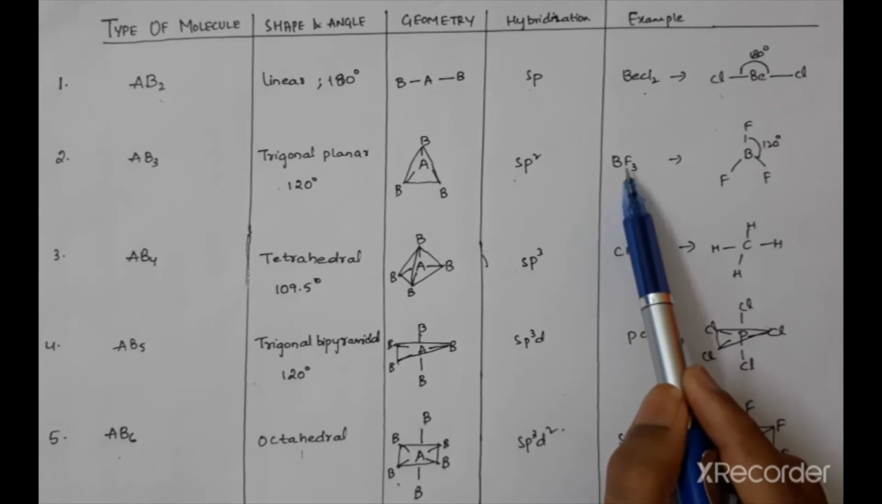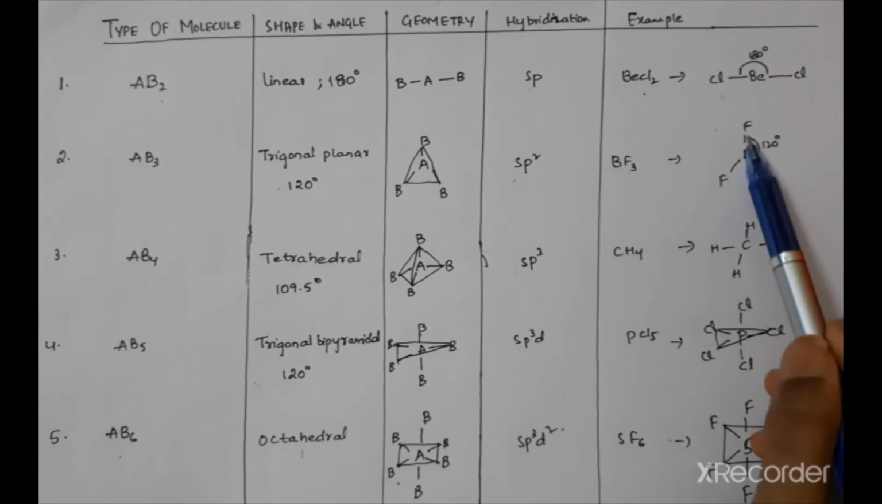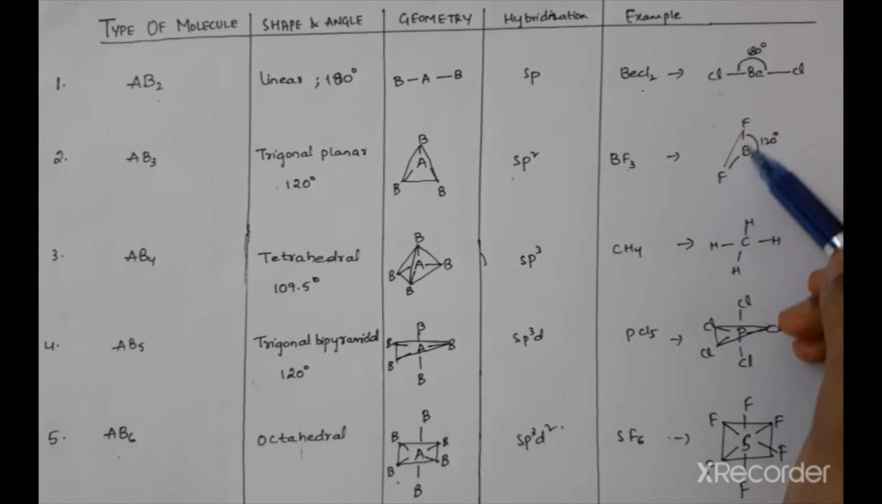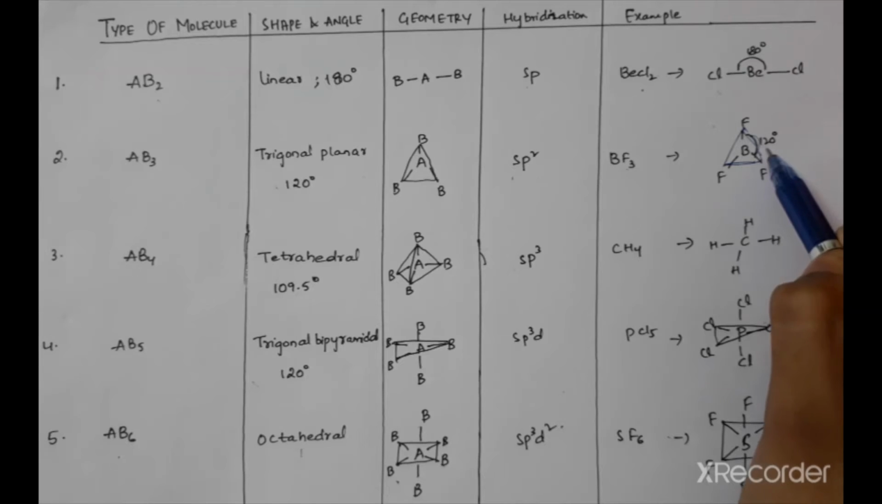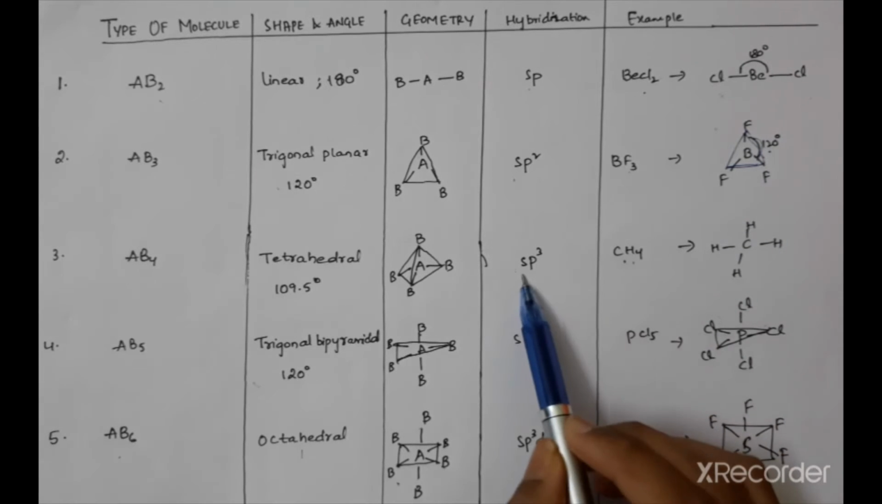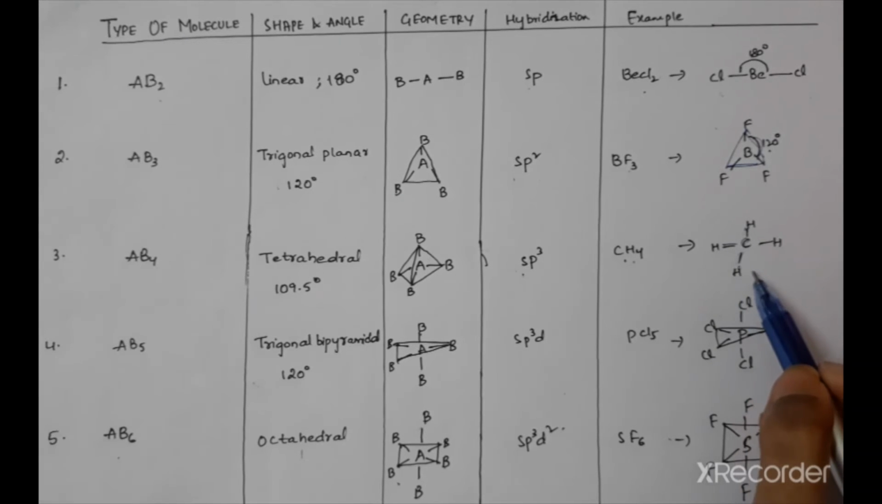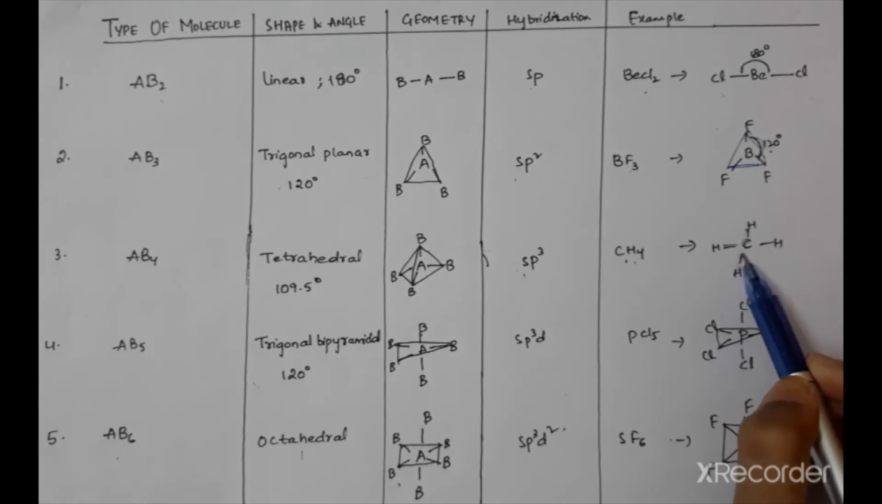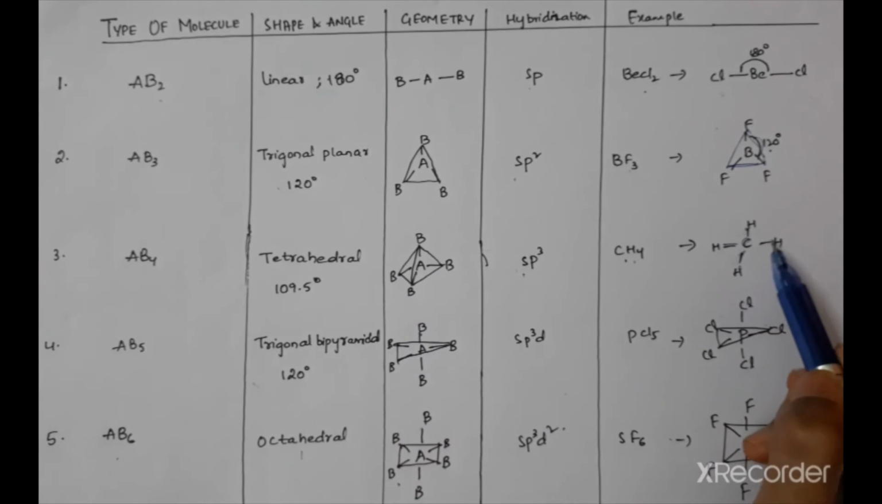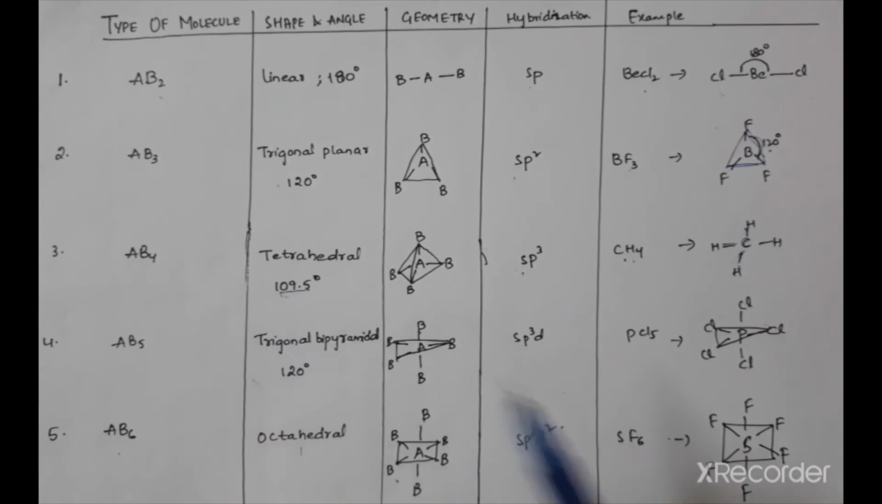Coming to BF3, it has sp2 hybridization and its structure is trigonal planar and bond angle is 120 degrees. Next CH4, it has sp3 hybridization and the shape is tetrahedral. This H is at the backside of the atom, so it seems like tetrahedral, and the bond angle is 109.5 degrees.